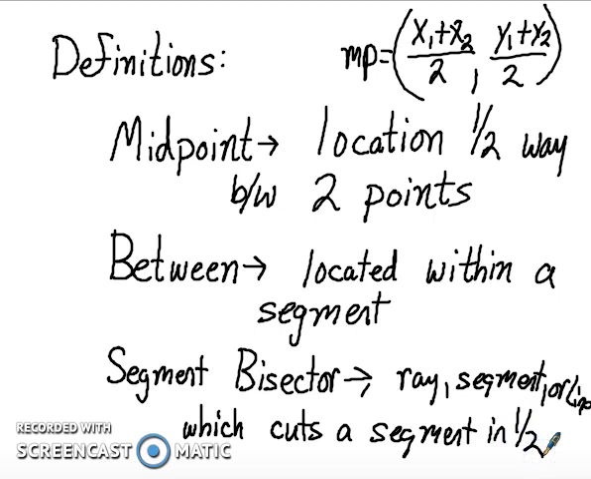A segment bisector is a ray, a segment, or a line which cuts a segment in half. Now, the place where it bisects the segment is called what? The place where it bisects the segment is called the midpoint. So the midpoint is not a segment bisector. The segment bisector is the ray, the segment, or the line that does the cutting, that does the finding of the midpoint. The place where it bisects it is called the midpoint. So the midpoint is that place where it's been bisected.